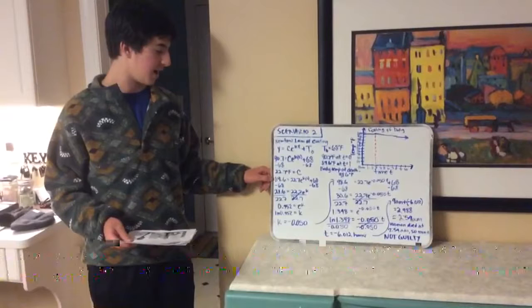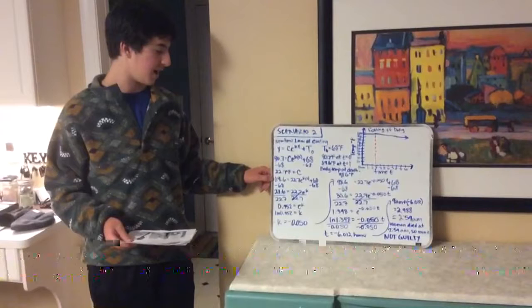So for the third time, we'll do our algebra, subtract 68 from both sides, and then divide by 22.7 on both sides, and then we can take the natural log of both sides to get rid of the e. And then we can divide by negative 0.050. So finally, we're left with t equals negative 6.012 hours.